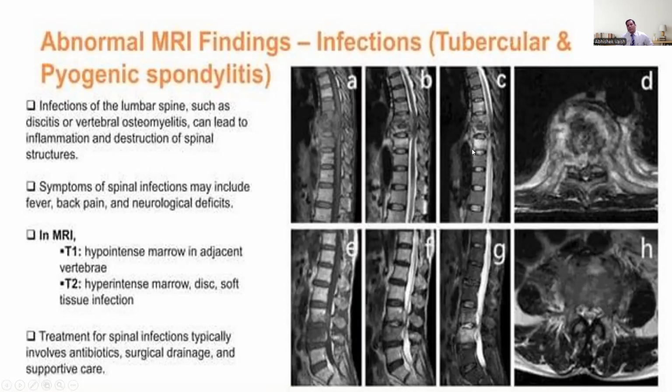Sometimes there is a psoas abscess on the anterior aspect, and if you see the axial view, the bone is completely destroyed. It is pressing the nerve. Sometimes you don't even see the nerve in the canal.